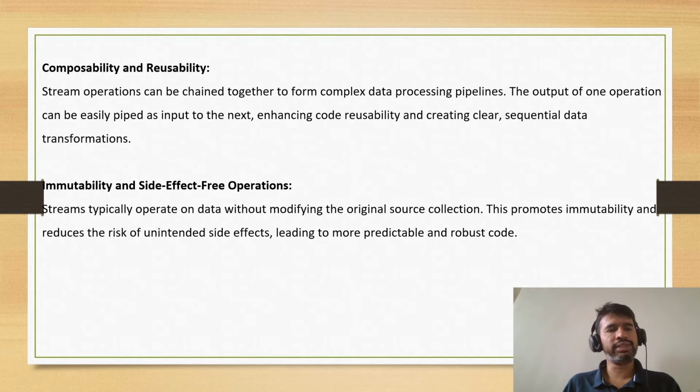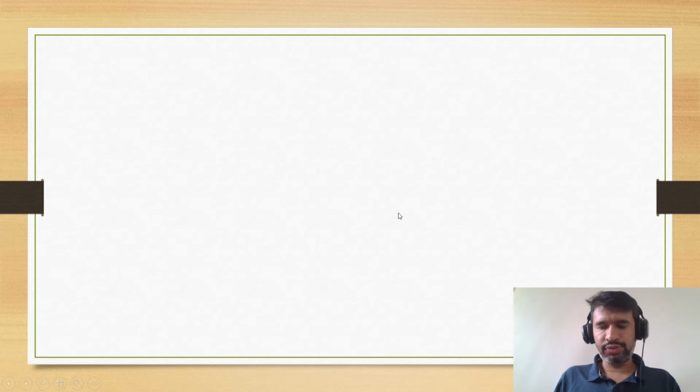Then the immutability aspect. Streams typically operate on data without modifying the original source. That is one of the important things you should remember. Streams will not modify the original collection or array. So it supports immutability and reduces unintended side effects, so the code is more predictable and robust in nature. So this is another advantage. This is a very detailed answer. Many will not be aware of all these things. I always strongly recommend saying all of this, because it conveys to the interviewer that this person knows everything about streams. So let's move on to the next question.